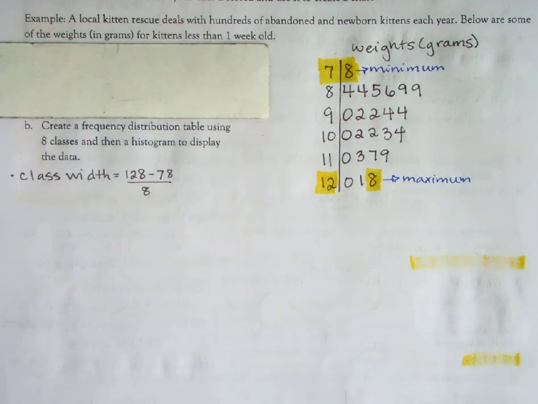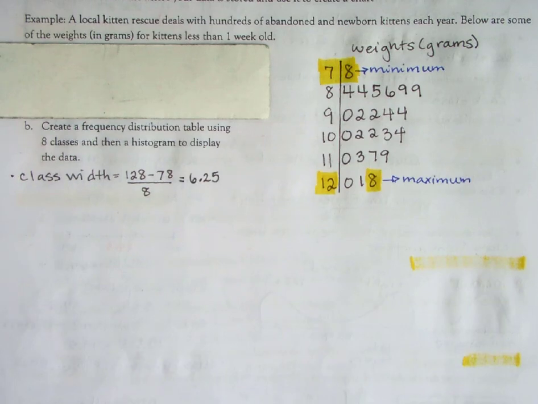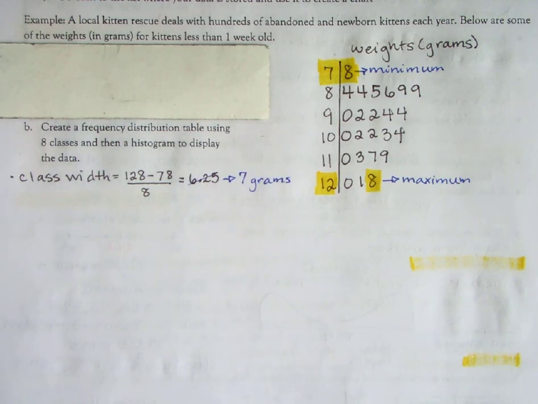To find the class width, we are going to take the maximum value of the data set, subtract the minimum value, and divide by the number of classes. Notice this gives us a decimal value, but we don't want to have decimals when we create our classes. What you're going to do when you find a decimal for a class width is you will always round up. I want to make each of my classes the width of 7 grams.